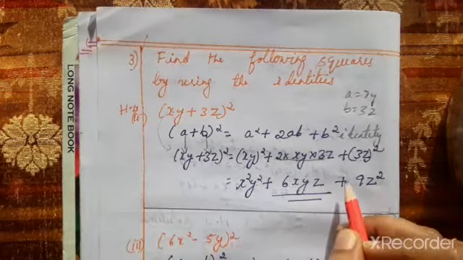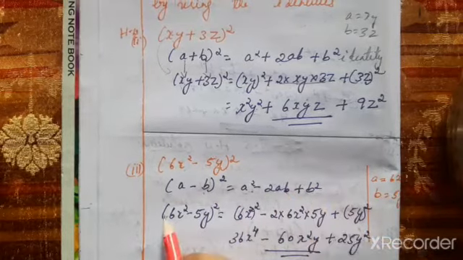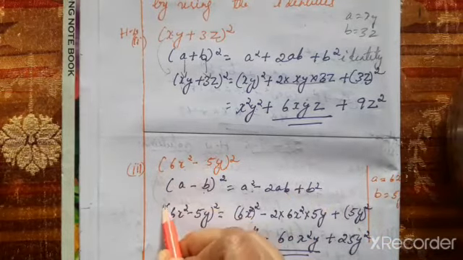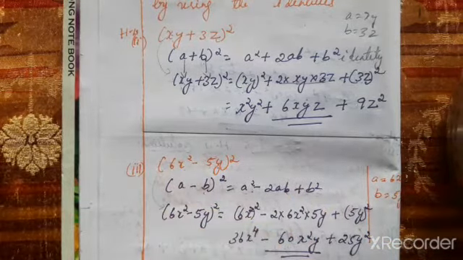(6x² − 5y²)². It looks like the (a − b)² formula. The formula is a² − 2ab + b². So write the same question here: (6x² − 5y²)².